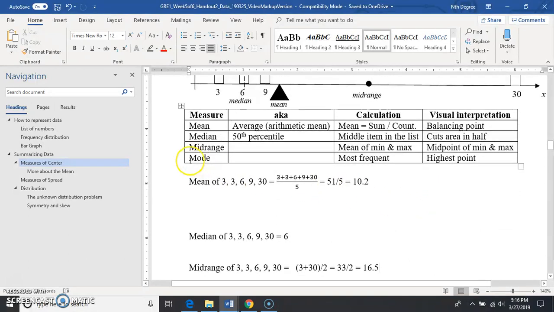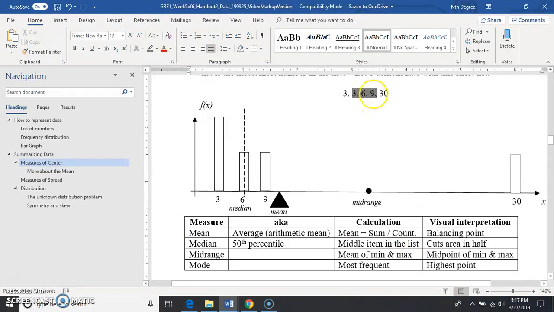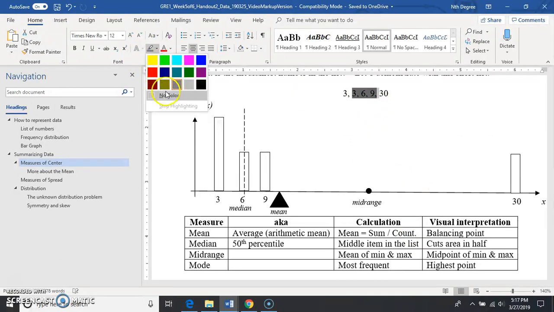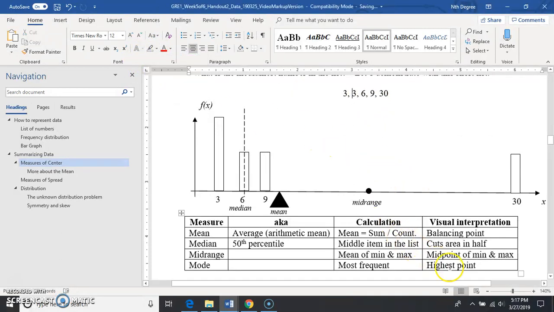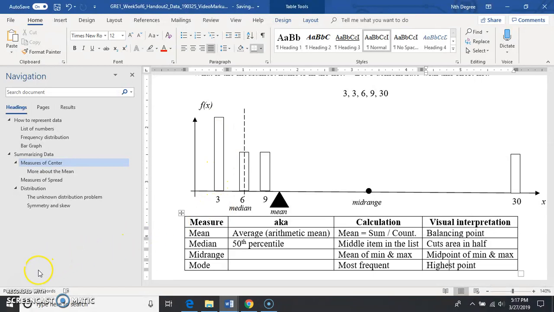And the fourth M word is mode. The mode is the most frequent number. And if you look at this list, you can see that obviously the most frequently repeated number is 3. And visually, it's the highest point on the graph. The 3 is the tallest rectangle, and therefore it is the mode.